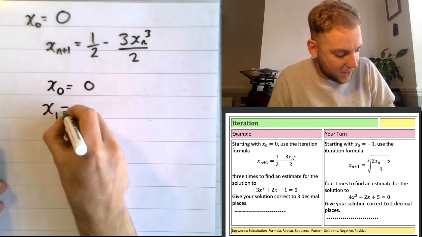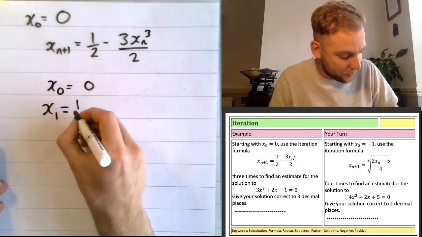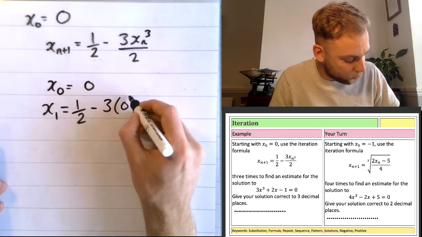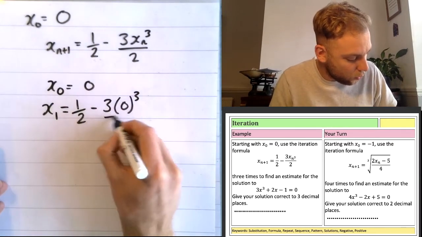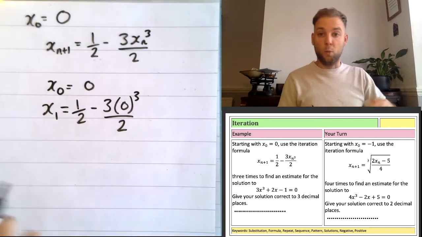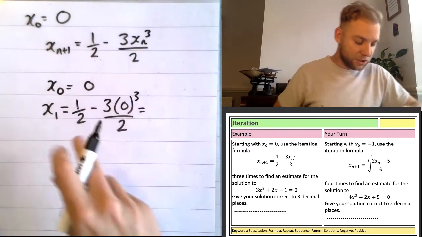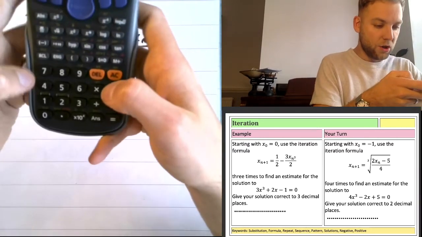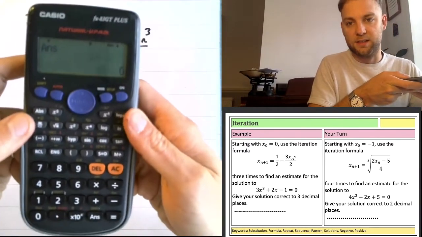So x of 1, my next term, is equal to a half minus 3 times my previous term cubed, all divided by 2. Remember that when I'm doing this in my calculator, it's just using the answer button. So let's type that in. Let's make sure you can see this.